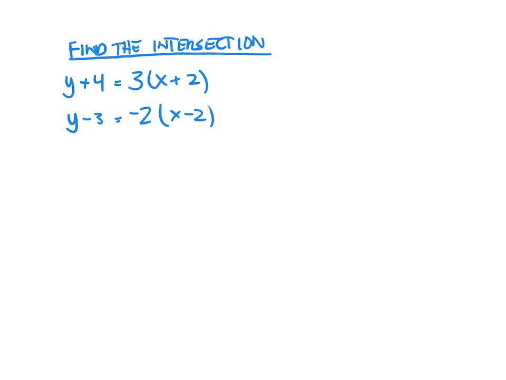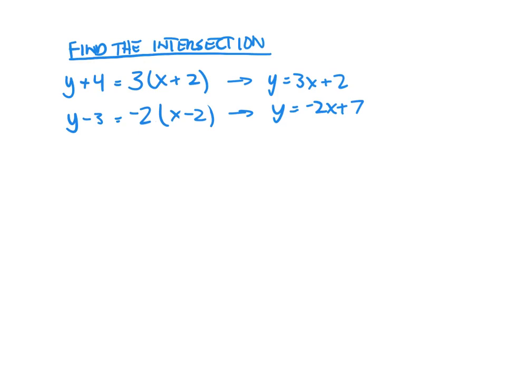So let's find the intersection of two lines in point-slope form. Well, we already did one step. We transformed these into slope-intercept form. Okay, so if you had these two, you can use substitution to solve this.